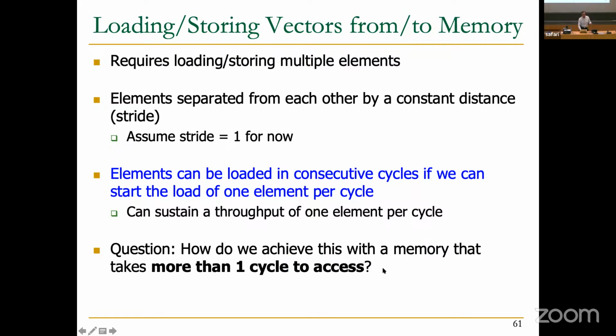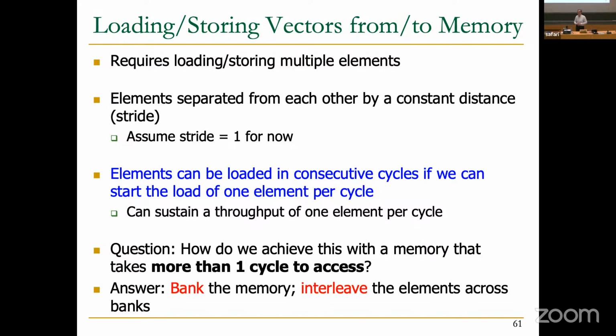So the problem is, how do we achieve this with a memory that takes more than 1 cycle to access? If you have a monolithic memory system, you ask memory, give me 1 element per cycle. Let's say 11 cycles later, it gives you 1 element. But during these 11 cycles, it's busy. You cannot give it another request. So you need to wait for 11 cycles. So if you have a monolithic memory system with a single port, your throughput is 1 element every 11 cycles. So now how do you get to 1 element per cycle if your memory is 11 cycles, let's say?